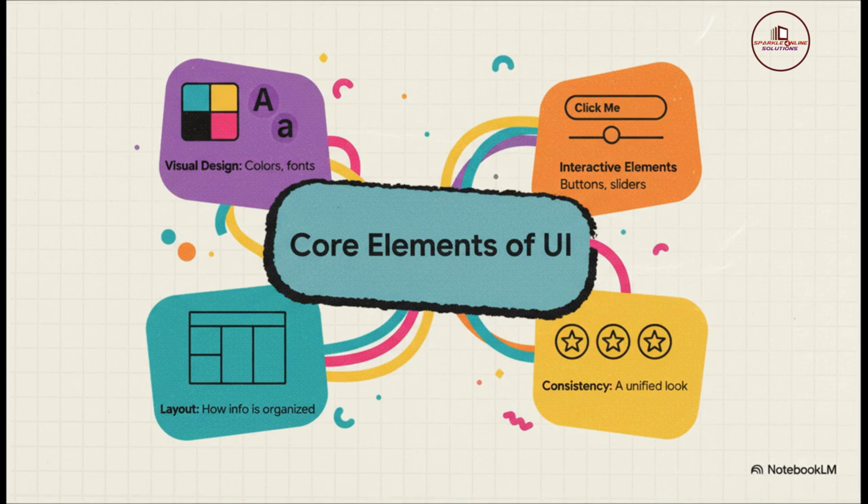And what actually makes up a UI? Well, you've got the visual design. You know, the colors and fonts that create a certain mood. Then you have the interactive elements, the fun stuff, like buttons, sliders, and toggles. Layout is huge. It's about how everything is organized on the page so it makes sense. And finally, consistency. This is the secret ingredient that makes everything feel like it belongs together, creating a unified look.